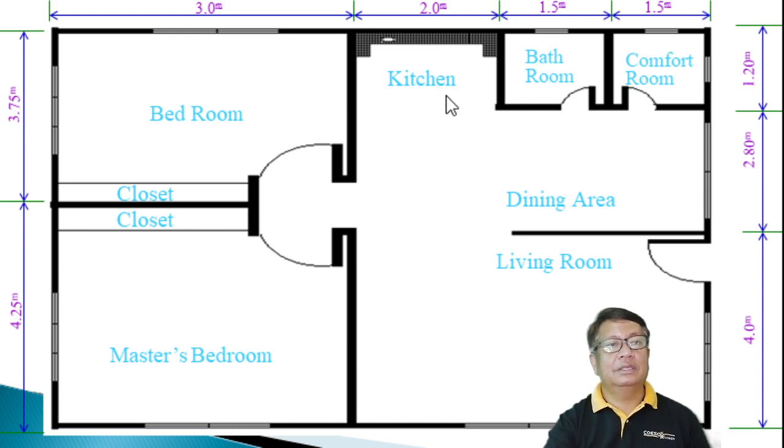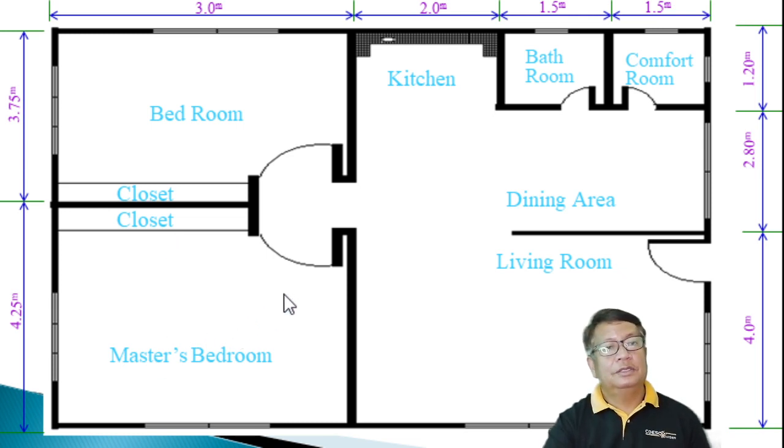This area here is our kitchen. Okay, so we have this tiled table here. We have here our lavatory. So this area here is the kitchen. Then we have two bedrooms. We have this bedroom here, and it has its own built-in closet. Then we have also this master's bedroom. This master's bedroom has its own closet also. Okay, these are our bedrooms.